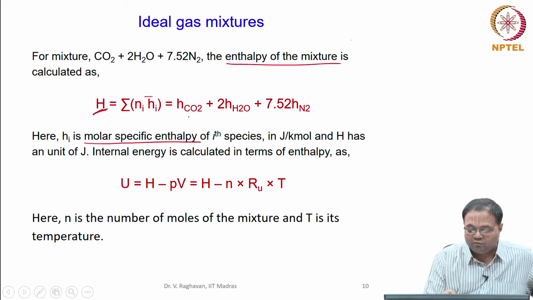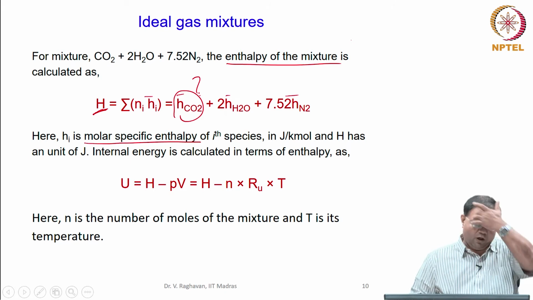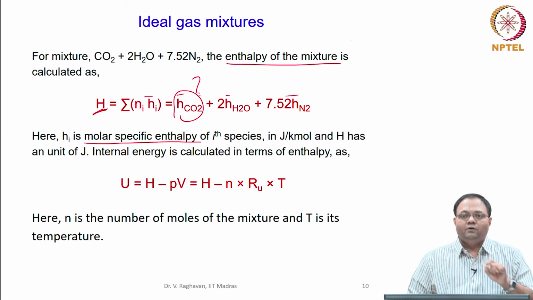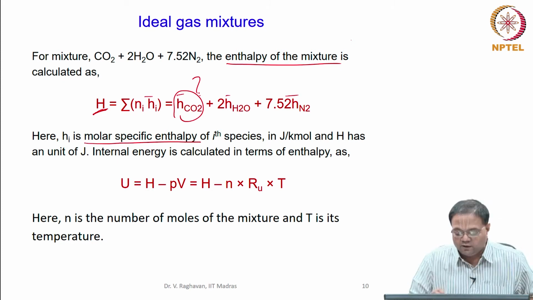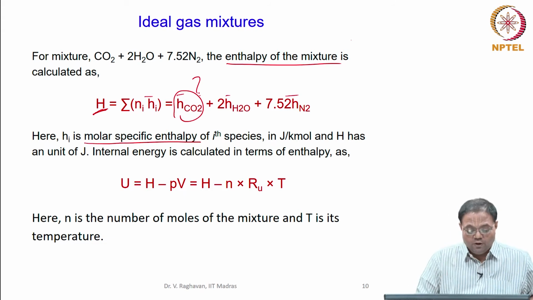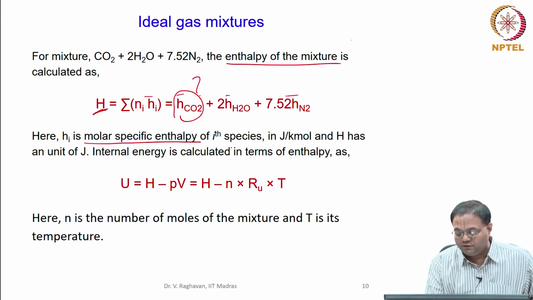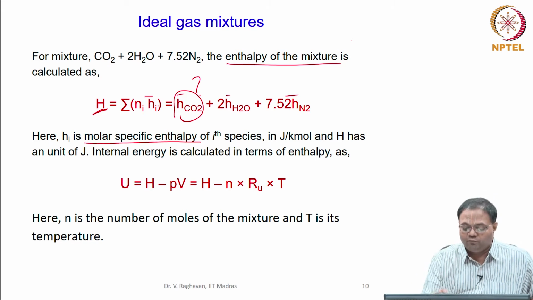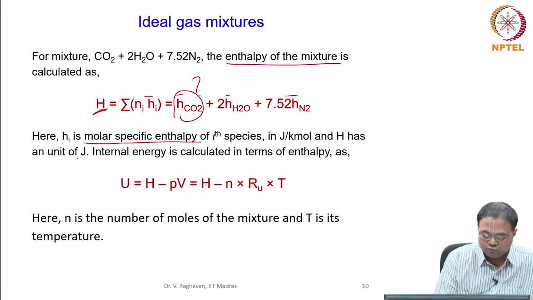Okay. So, how will you calculate this? How will you calculate the enthalpy of individual species? This we will cover later. I will let you know later, because it has some definitions, standard enthalpy definitions, and I will come to that when we do the heat calculations. Now, that is what I have written here: Hi is the molar specific enthalpy of the ith species in joule per kilomole. So, when you multiply by the number of moles of each component, you will get H in joules.